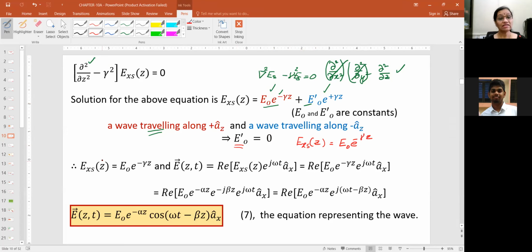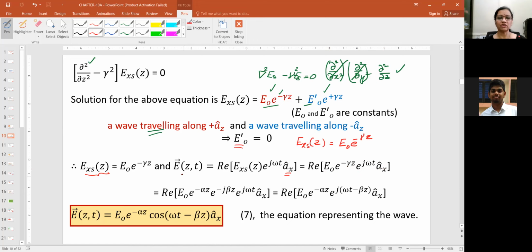Okay, and this is the phasor part. So now let us write the harmonic form of the electric field. When you're writing the harmonic form, this is a cosine. I told you we have to take the real part. So you will write the real part of the phasor times e to the power of j omega t. And of course, this ax cap is coming because that is the direction of the electric field. So this is going to be the real part of EXS, which is E naught e to the power of minus gamma z, as we just wrote, and then of course e to the power of j omega t is there.